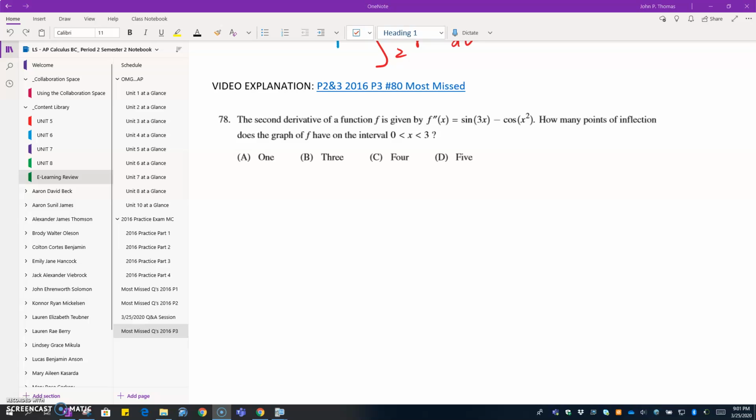Okay, so this is our second most missed question. This gives us a second derivative, and it just gives us the function for the second derivative. And it asks us how many points of inflection the original function f has on the interval from 0 to 3.